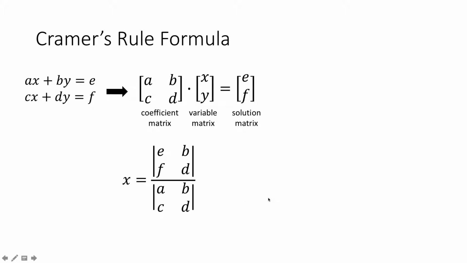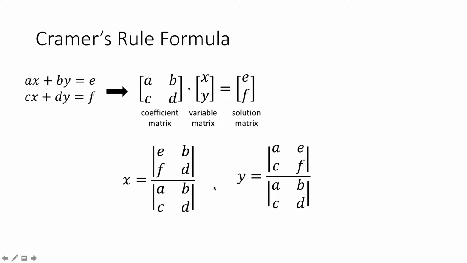To find y, we replace the second column with the solution matrix. So instead of writing B and D, we will write E and F. A and C stay the same this time. Again, the bottom determinant would be the determinant of the original matrix. You will find the determinants of the top and bottom, and the last thing you will do is divide the top number by the bottom number.